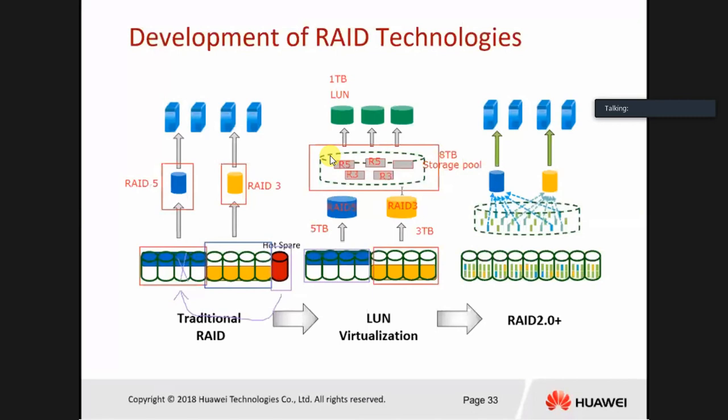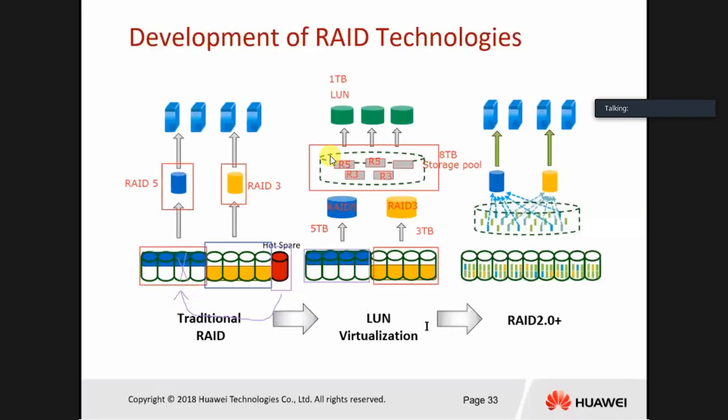How many percent? You do not know. But this LUN here, you will have RAID 5 protection and you will have RAID 3 protection. So some data might be written in RAID 5, some data is written in RAID 3. That is basically how this 1 TB will be formed, because it's from the storage pool itself. So this is basically what we call LUN virtualization.